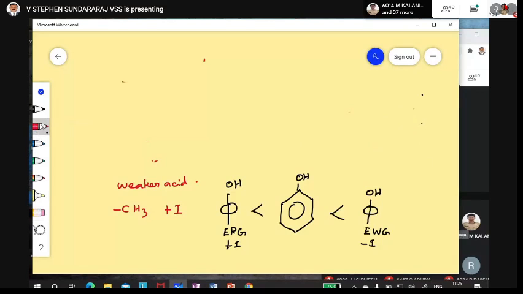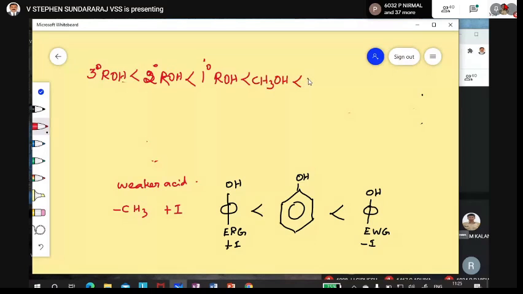What is this now? See, tertiary alcohol, weakest acid. Secondary alcohol, a little stronger. Primary alcohol, a little stronger. Methyl alcohol, a little stronger. And water is stronger than any alcohol.